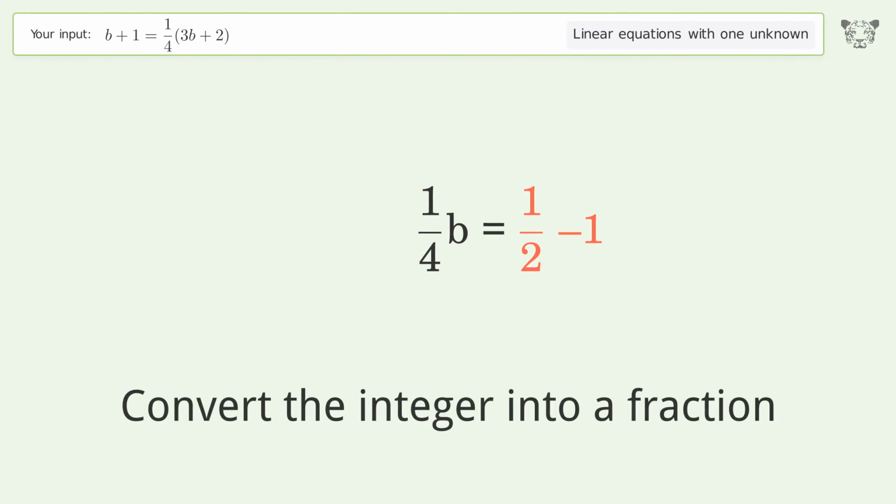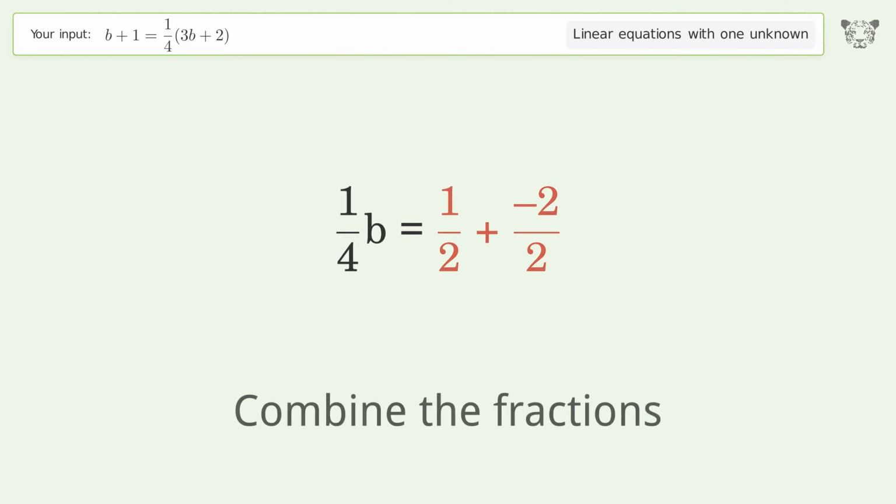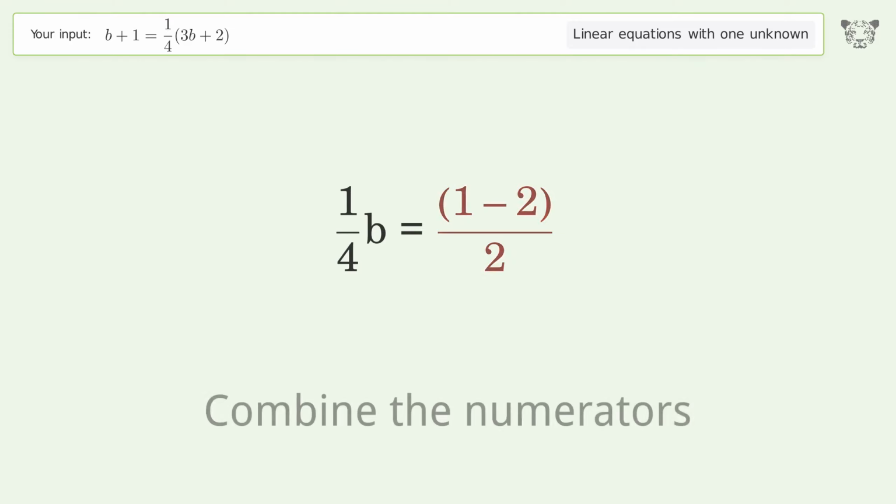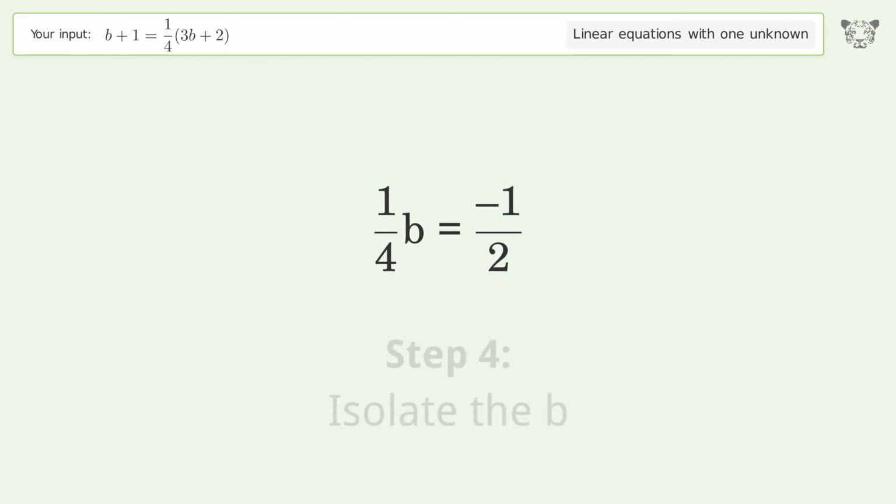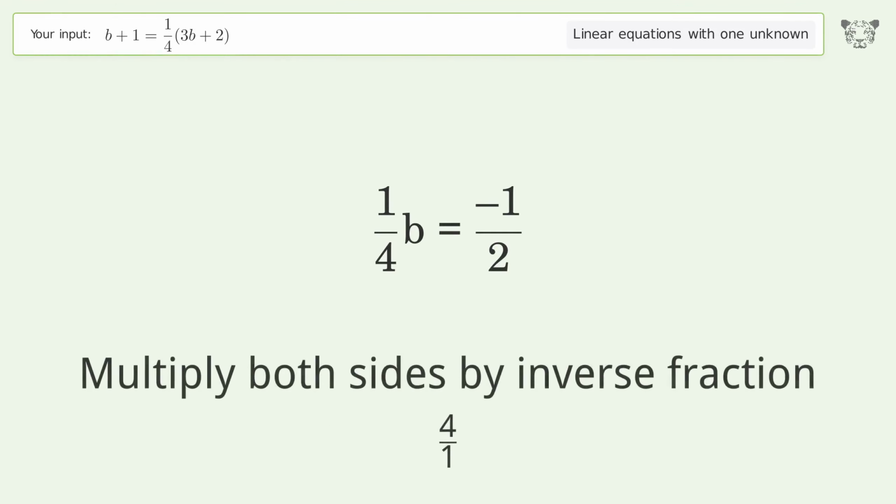Convert the integer into a fraction. Combine the fractions. Combine the numerators. Isolate the b. Multiply both sides by inverse fraction 4/1.